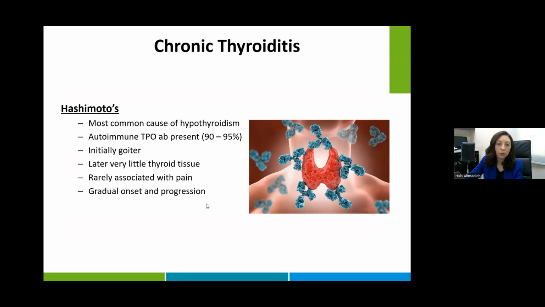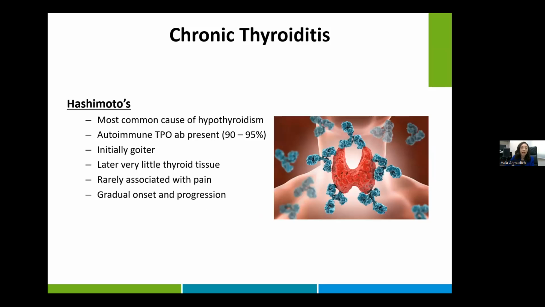Hashimoto is by far the most common cause of hypothyroidism in the United States. Basically, in this entity, we have an autoimmune disorder with an autoimmune destruction of the thyroid gland. Thus, in 90 to 95% of these individuals, if we measure the thyroid peroxidase antibody, it would be positive. In the beginning, in those individuals, we will find a goiter, but with time, with the destruction happening, very little thyroid tissue would remain. This entity is rarely associated with pain, and the hypothyroidism is of gradual onset and progresses slowly.